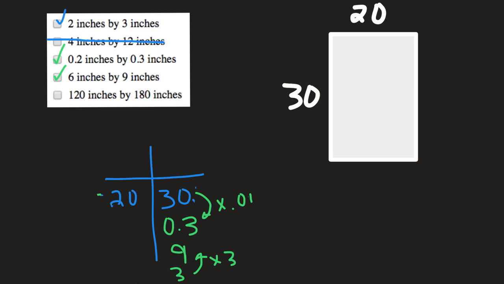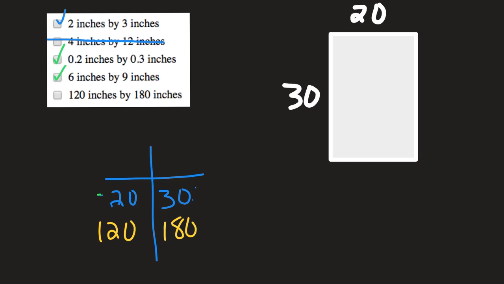just create some space here on my table. And we are going to have 120 and 180. On this, you can multiply by 10 and multiply by 60 and multiply by 60, so that one will work as well. So it's these four and that one that doesn't work.